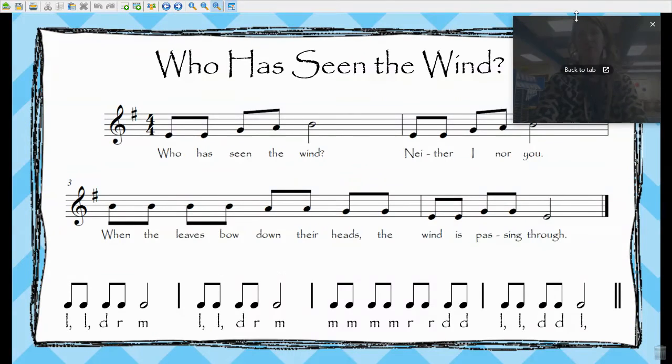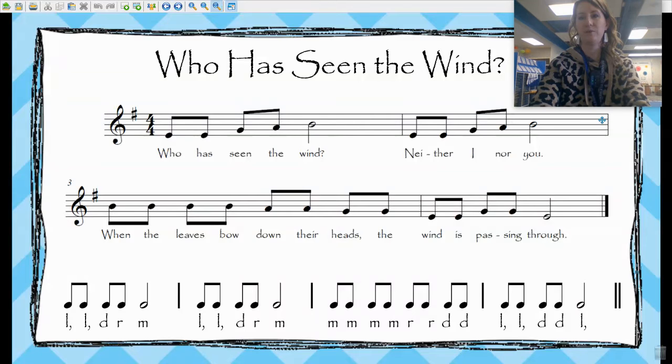Next song. Who has seen the wind? So take a look at this bottom segment with the notes and the low la and everything written underneath it. So we're going to start there, and we're going to start on low la. Let's try it with our hand signs, singing solfege.